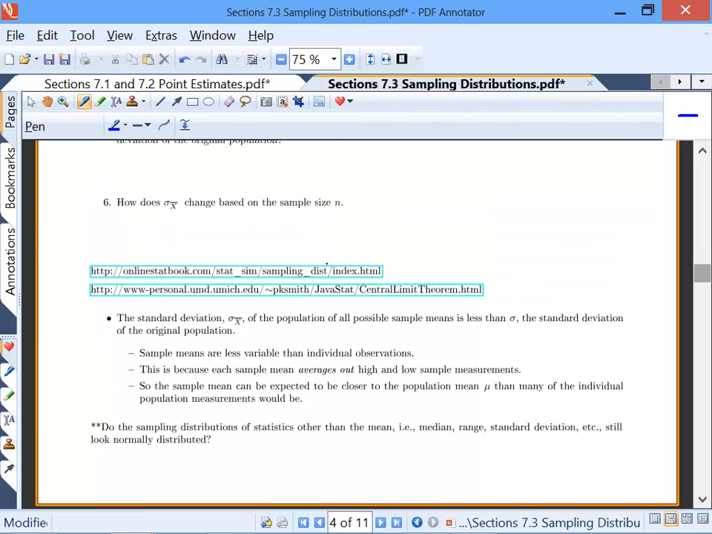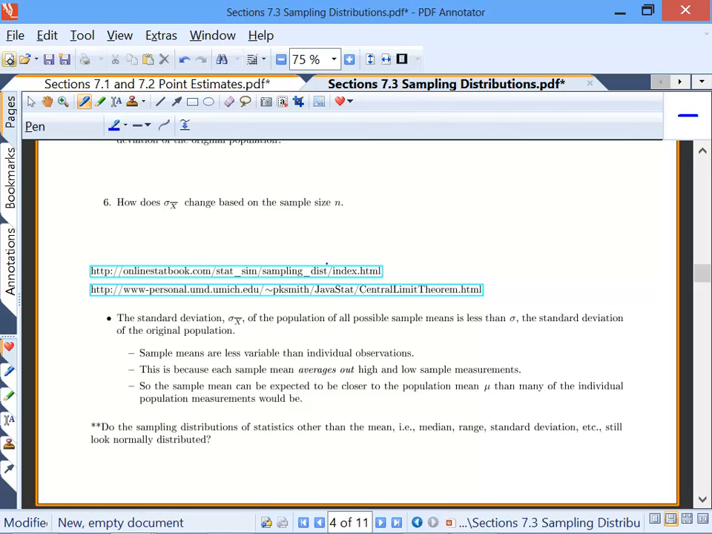So we're going to go through some of the results we found. So the standard deviation, sigma of Xbar, for the population of all of our possible sample means is less than sigma, which was the standard deviation for our original population. What this tells us is that sample means are less variable than our individual observations. And the reason why is that your sample mean averages out your high and low sample measurements.